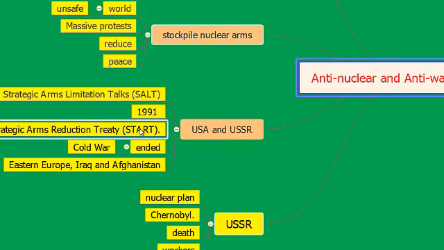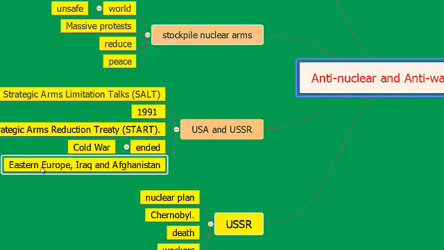So this finally succeeded, and the USA and USSR agreed to reduce their arsenals and nuclear weapons. Eighty percent of the weapons were reduced by 2001. The Cold War, which happened between 1945 and 1990, was ended, but it affected Eastern Europe, Iraq and Afghanistan. Why? Because these countries suffered due to the war. And the USSR also dissolved and formed Russia. And the nations liberated from the USSR formed their own governments.